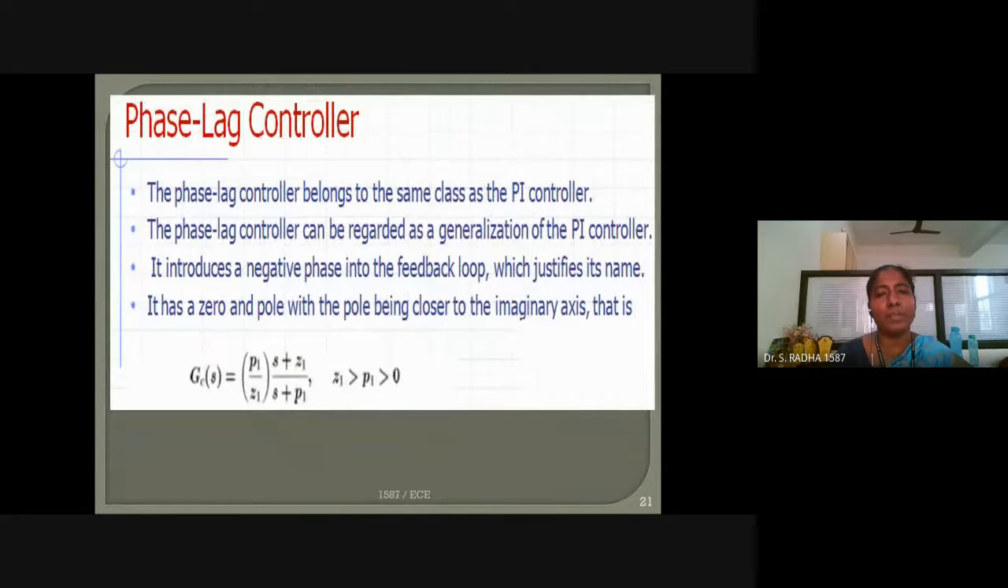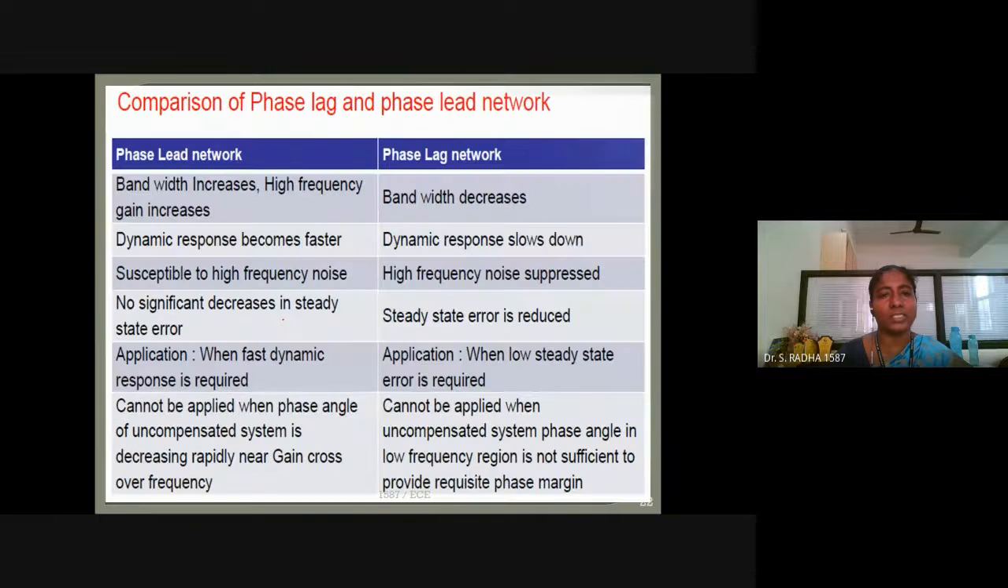Next, we are going with the behavior. It acts similar to a PI controller, and a PI controller helps in the steady state response. It introduces a negative phase in the feedback loop, as the name specifies. It is like an integrator. It has a zero and a pole in the pole-zero diagram, and the pole is closer to the imaginary axis.